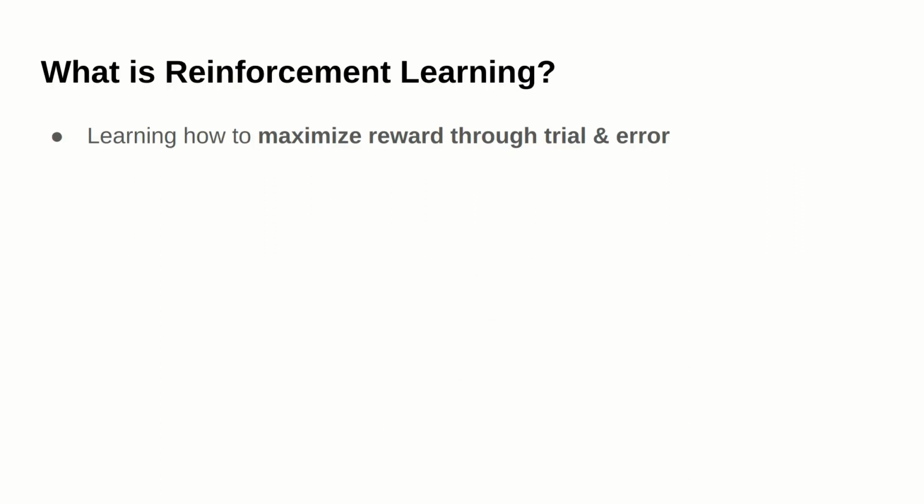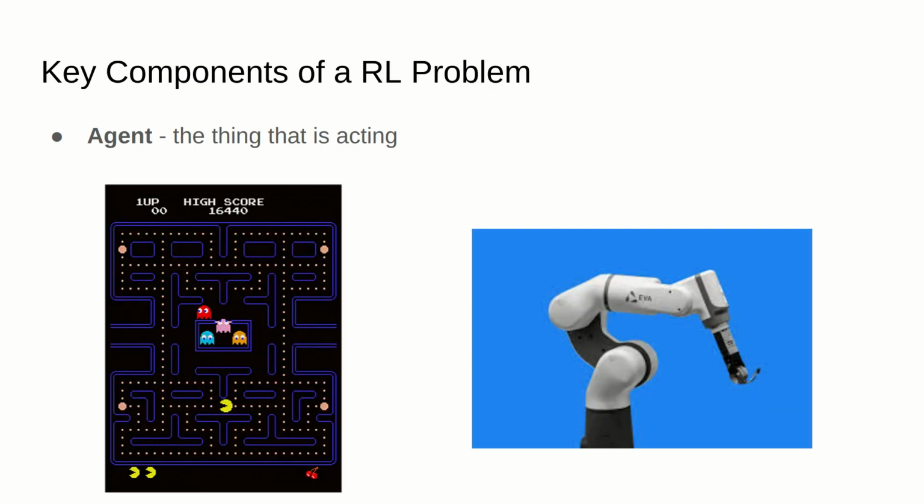So first off, what is reinforcement learning? Reinforcement learning is simply learning how to maximize reward through trial and error. And every RL problem has a few different key components. The first component of any RL problem is the agent, which is simply the thing that is acting. For example, in a video game, it could be the character, like Pac-Man, or in robotics, it could be the robotic arm, etc. It's just the thing that's acting.